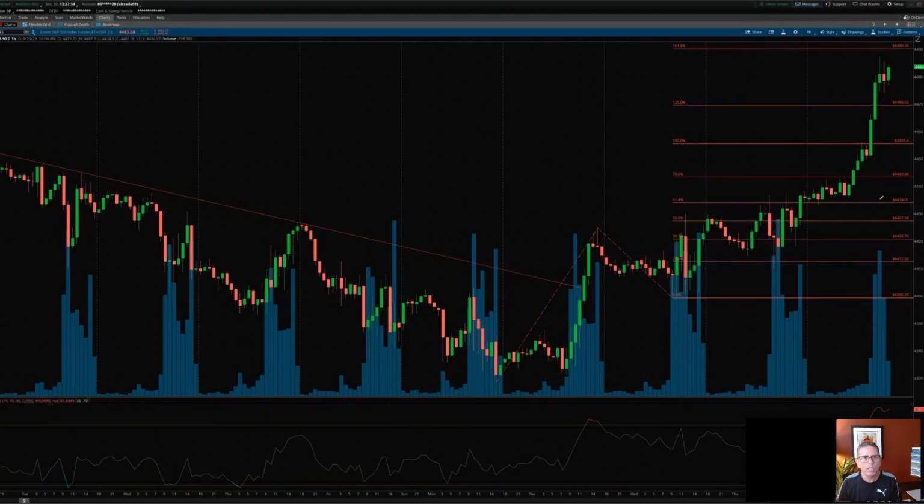So in this case here, now it's really close to the 161. Now, the first take profit should be the 100 area. Then you let it go to the second take profit, which would be 125, and then ultimately 161.